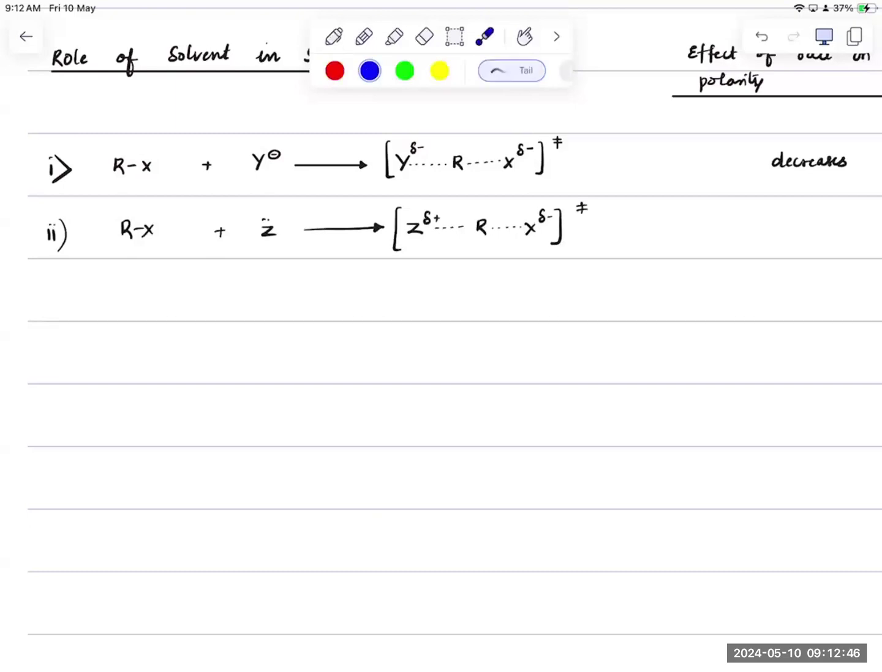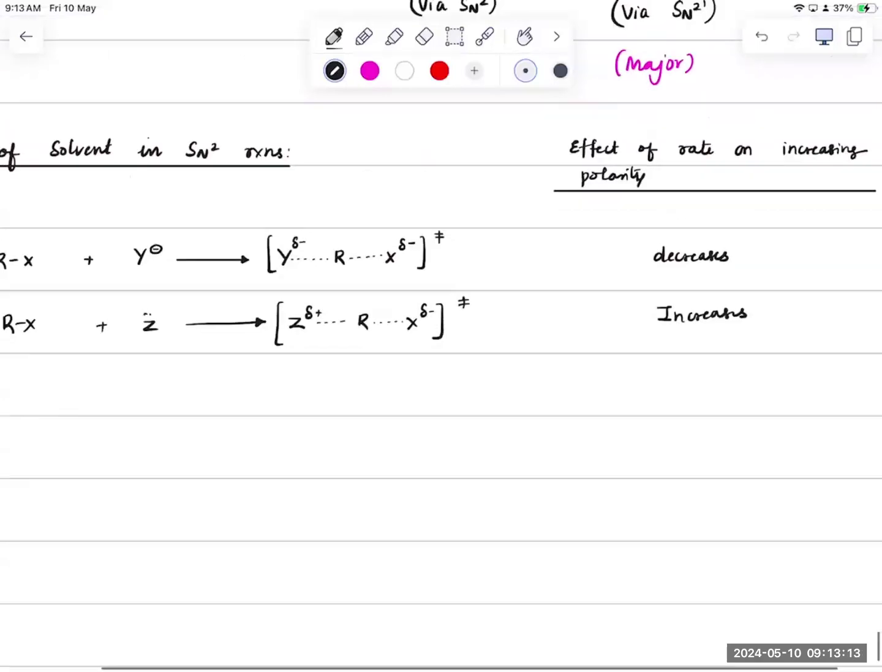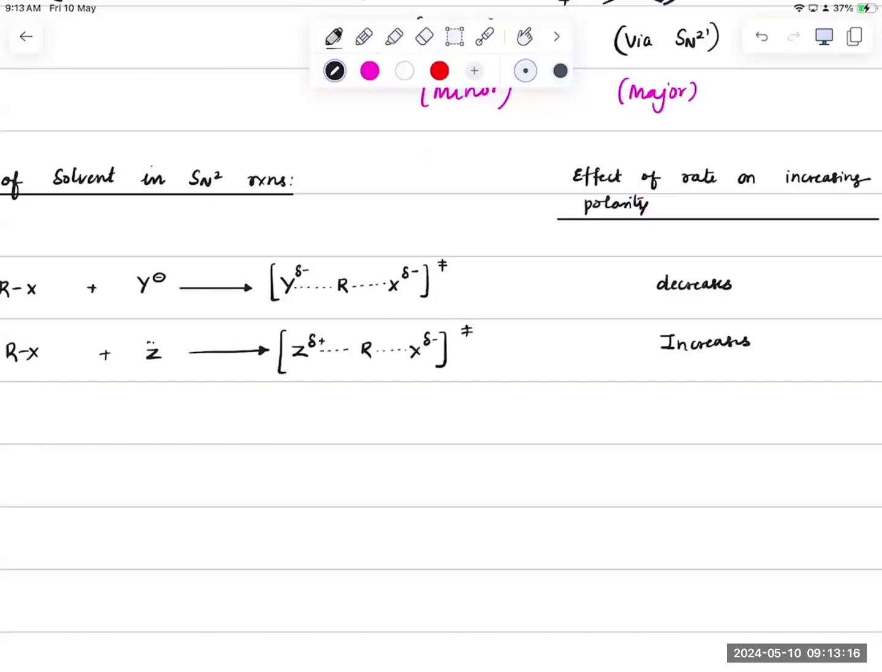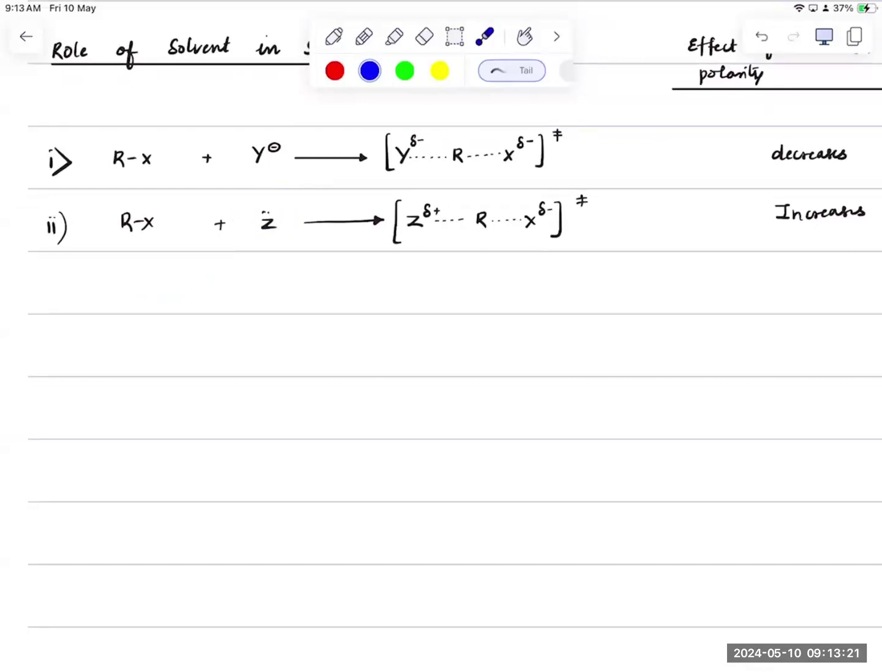Now this is very crucial because this nucleophile does not have any charge. So even if you increase polarity, there is no effect on the nucleophile. But since the transition state has positive and negative charge, increasing polarity will always help it develop more and more positive and more negative charge. So what happens to the rate now? Increases. So the rate of SN2 increases in polar solvents if your nucleophile is a neutral nucleophile.